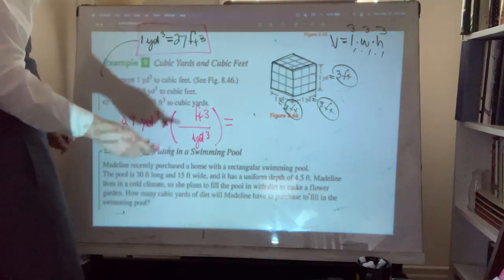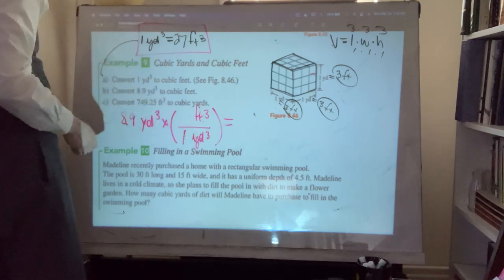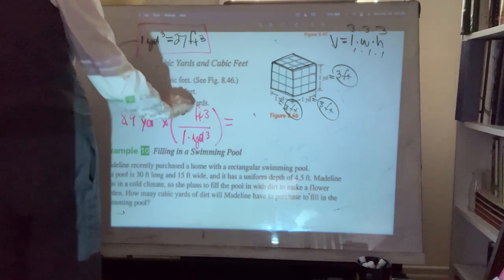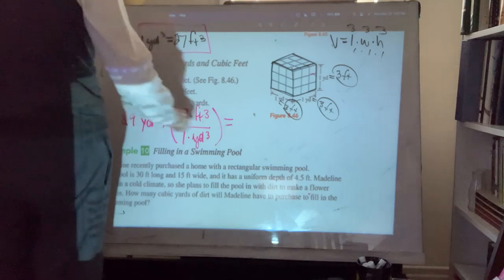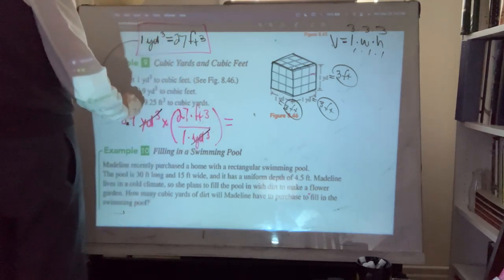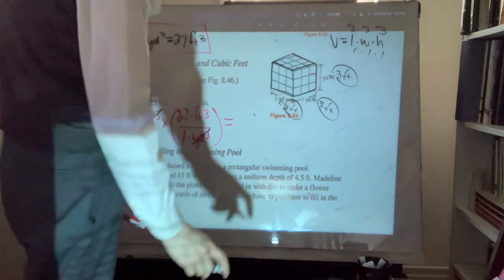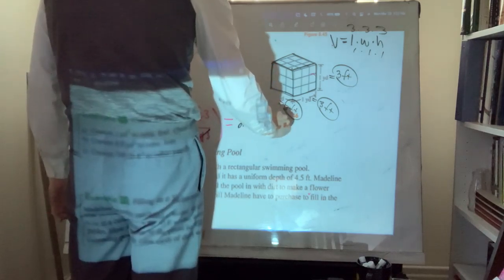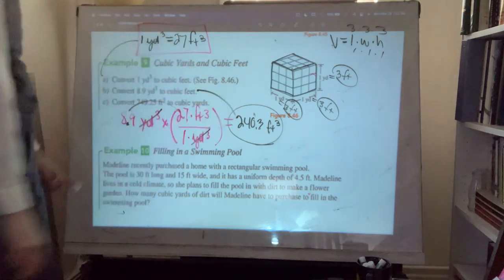All right, so where do the numbers have to go? If you put the unit yards cubed down here, then 1 has to follow it. And then 27 would have to go up here. The effect is cross cancellation by design, and therefore you would just have to multiply 8.9 times 27. And what you should get is 240.3 feet cubed to answer part B here.